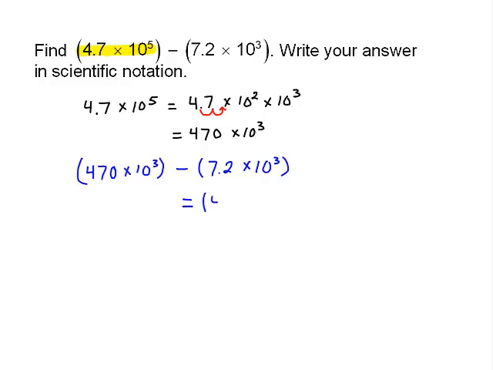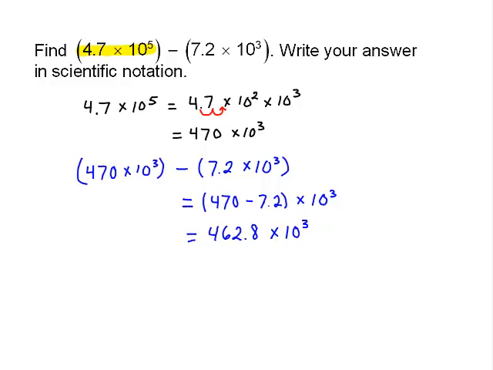So we have 470 minus 7 and 2/10 times 10 to the 3rd. Now we can subtract. 470 minus 7 and 2/10 is 462 and 8/10. This is still multiplied by 10 to the 3rd.